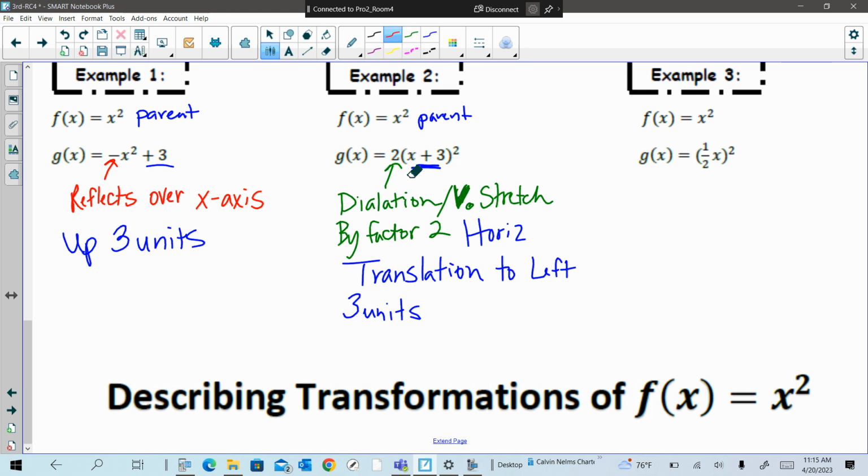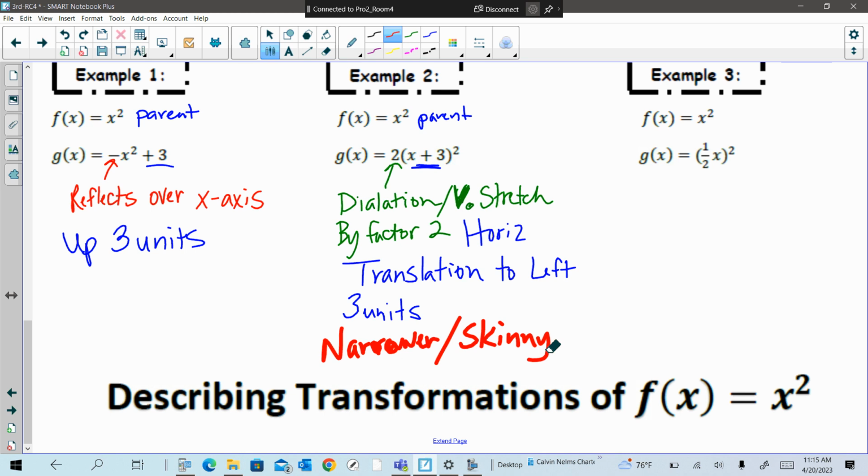But yes, you're right. This graph, because we had greater than 1 right here, it is going to be narrow, or skinny. Okay. Your graph is going to be narrower or skinnier than the parent.